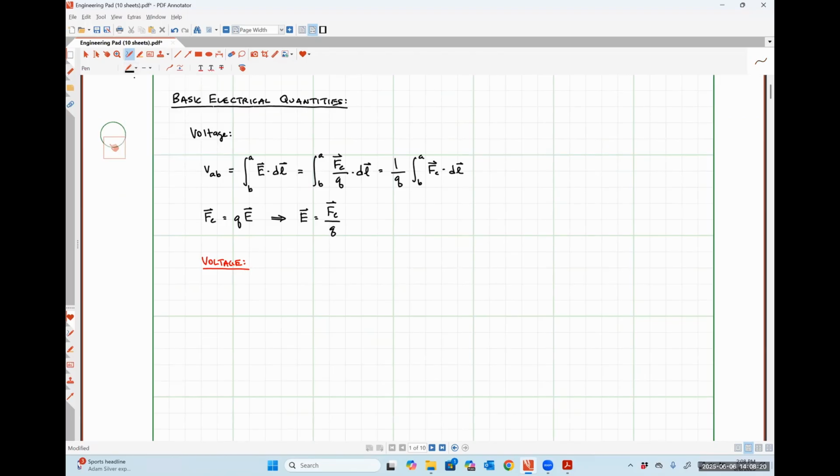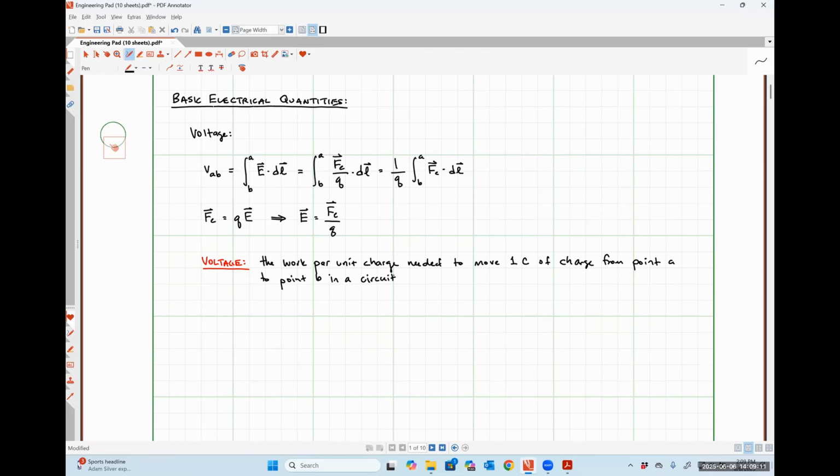So we're going to say that voltage is the work per unit charge needed to move 1 coulomb of charge from point A to point B in a circuit, okay?